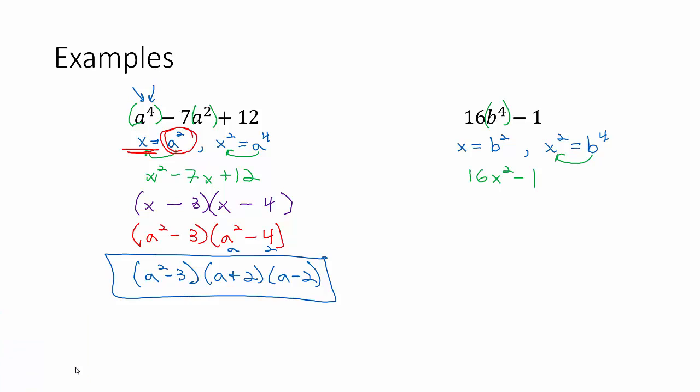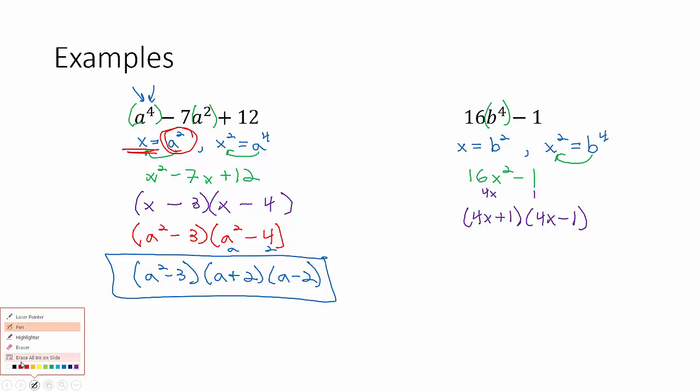Now we can factor this. Two terms. It's a difference of squares again. That's 4x and 1. So 4x plus 1 times 4x minus 1. We factored our difference of squares.